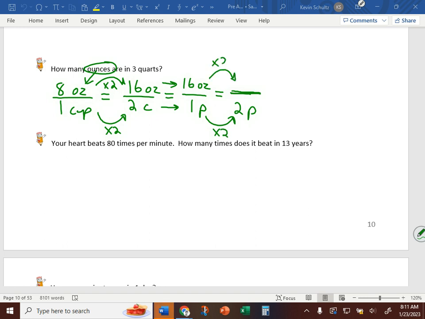Since it's a scale factor, we also need to multiply our ounces by 2. And what do we know about 2 pints? 2 pints is equal to 1 quart, right? Now we have a conversion. We went to 2 pints because we knew something about 2 pints. They equal 1 quart. Right? And if 2 pints is 1 quart, that means there are 32 ounces in 1 quart.